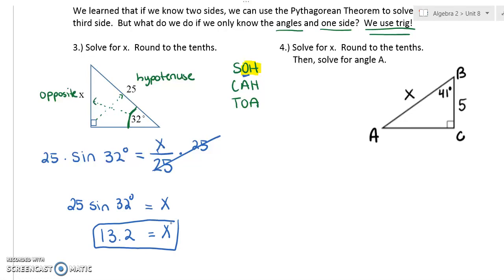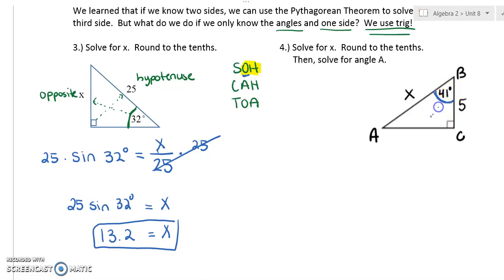Okay, so let's try this one more time. Now it says solve for x, round to tenths, then solve for angle A. So let's solve for x first. Here's our angle, 41 degrees. You can never look at anything from 90 degrees. It has to be the acute angles. Since they're giving me angle B, which is 41 degrees, I'm going to look at the triangle from there.